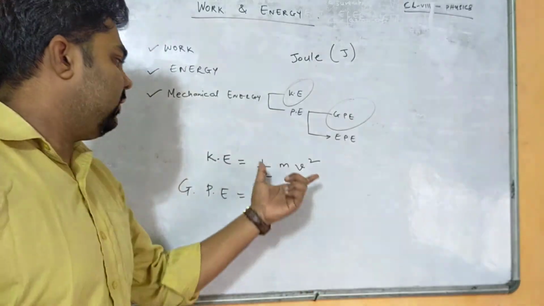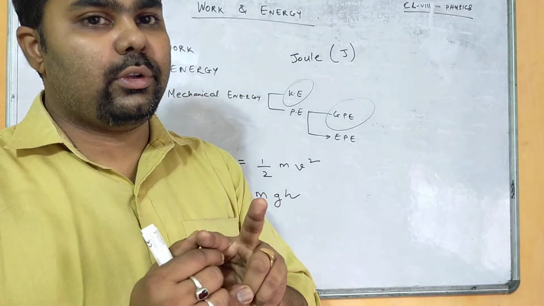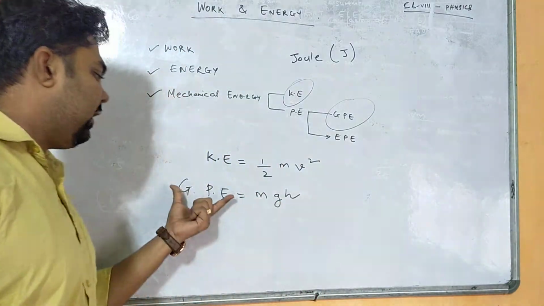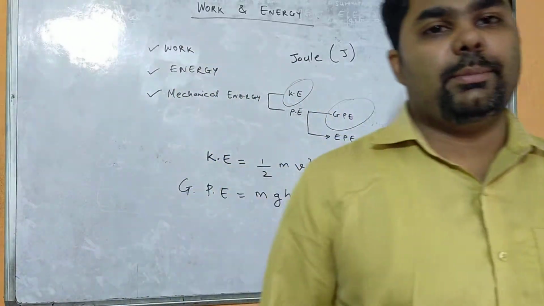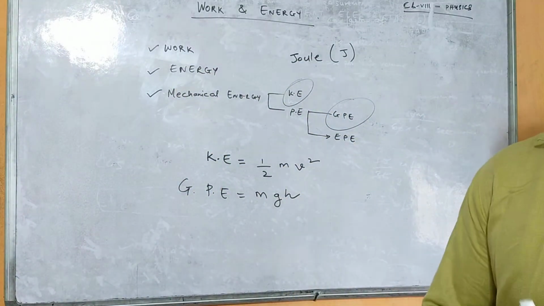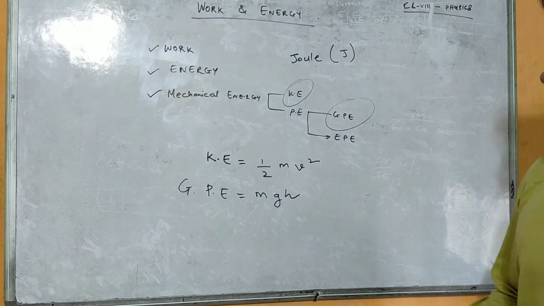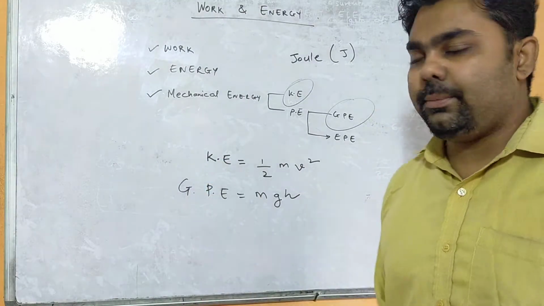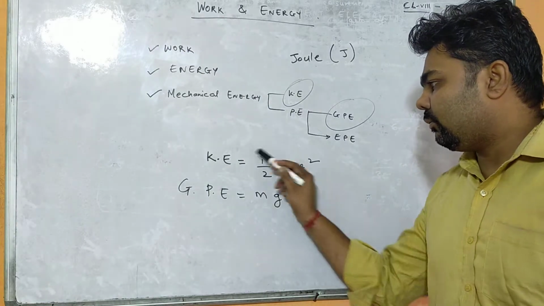So in simple words, kinetic energy depends upon how many factors? Two factors: one is mass and one is velocity. What is its expression? Half mv square. Gravitational potential energy depends upon how many factors? It depends upon three factors: mass, acceleration due to gravity, and height. So these are the factors upon which these physical quantities depend. Now numericals will be based upon these formulas.